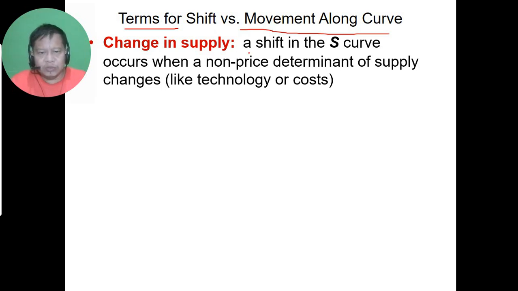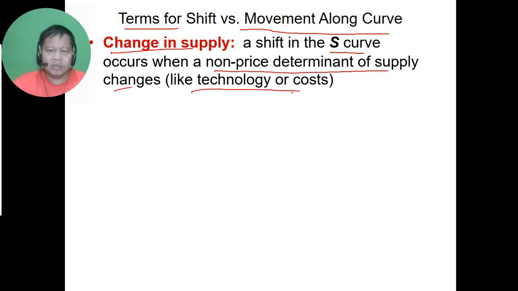So change in supply, ibig sabihin ano, change in supply, a shift in the supply curve occurs when a non-price determinants of supply changes like technology and cost. Pag sinabing change in supply, this is also the same as shift, or the shift, change or shift. Okay, again, a change in supply, a shift in the supply curve occurs when a non-price determinant.